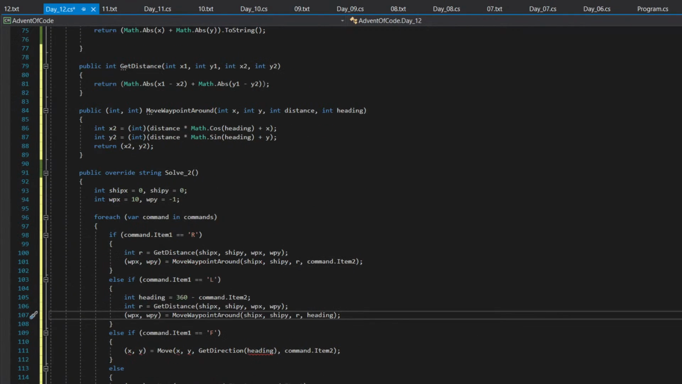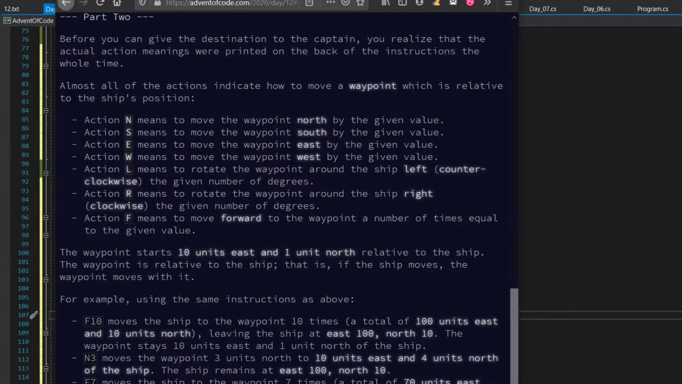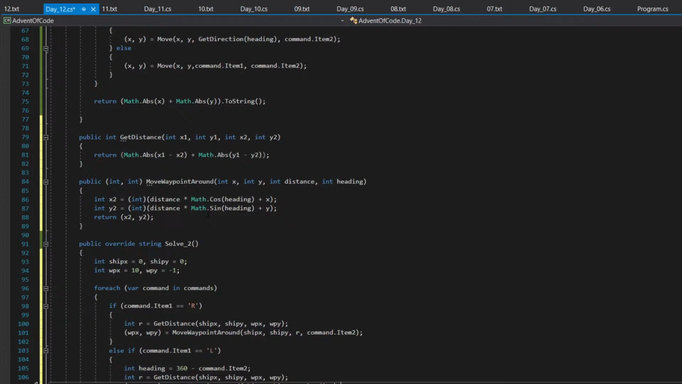All right. Command forward. What do we do for forward? Move forward to the waypoint a number of times equal to the given value. You know what? We don't need... What am I doing here? Why am I calculating cosines when it's simply just distance and then... You know, I'm curious if this would even work.